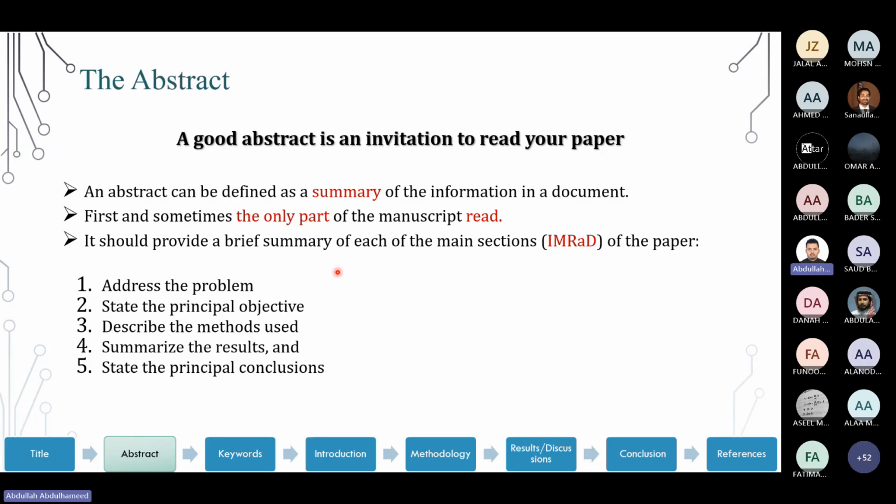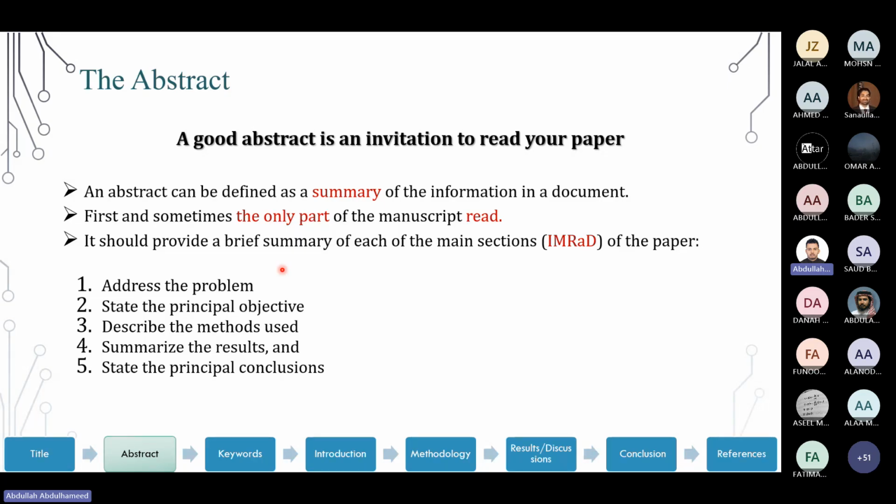Now I will also mention other things you should include in the abstract. Of course, I will give an example later on of how an abstract looks. Number one, address the problem, and this is very important. When you are doing research, it means that you are actually solving a problem, so address this problem in your abstract. Make it clear. The second thing is to state the principal objective. What is the objective of writing this paper? You must have an objective, which is to solve this problem using some kind of method.